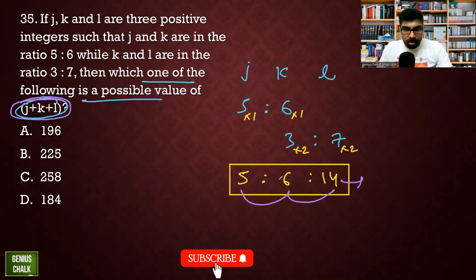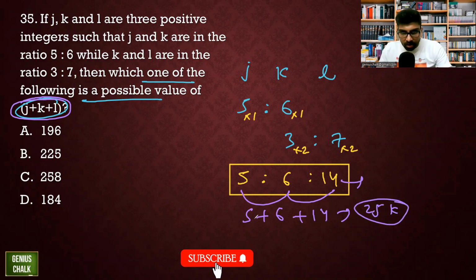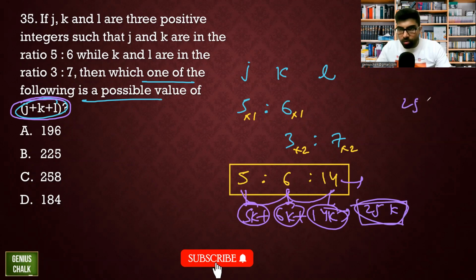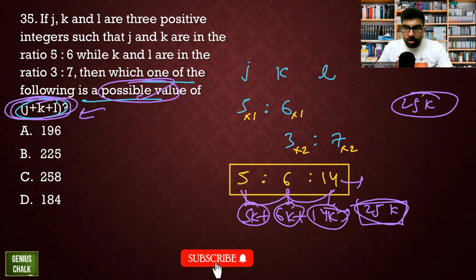It is j plus k plus l. That means it could be 5 plus 6 plus 14. That is 25k. Basically, this is 5k, this is 6k, this is 14k. If I take this ratio out, these numbers will be in ratio with some constant. So the total must be 25k, which shows that the total possible value of the JKL sum must be a multiple.